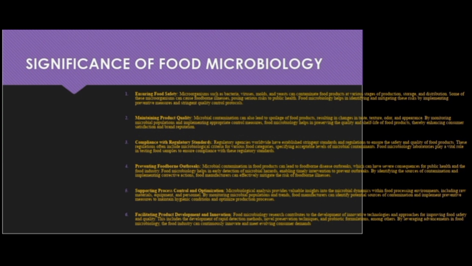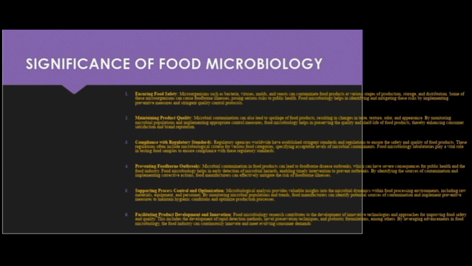Microbial contamination in food products can lead to foodborne disease outbreaks, which can have several consequences for public health and the food industry. Food microbiology helps in the early detection of microbial hazards and enables timely intervention to prevent an outbreak. By identifying the source of contamination and then implementing corrective action, food manufacturers can effectively mitigate the risk of foodborne illness.